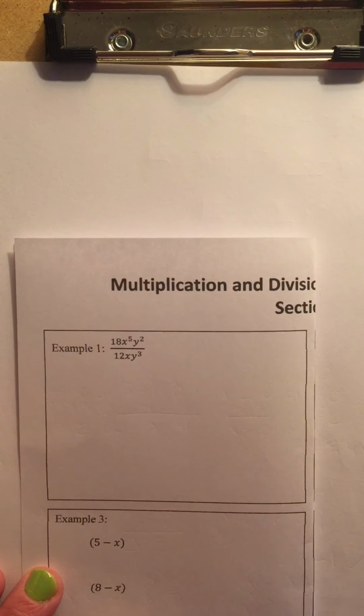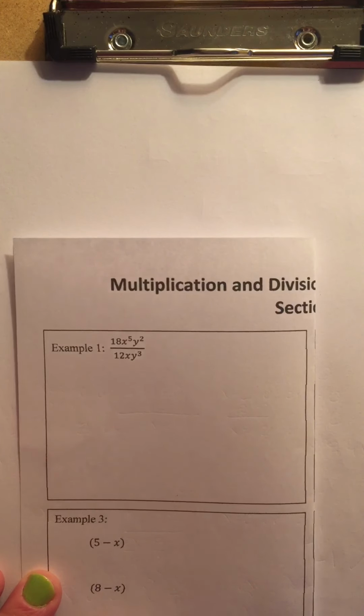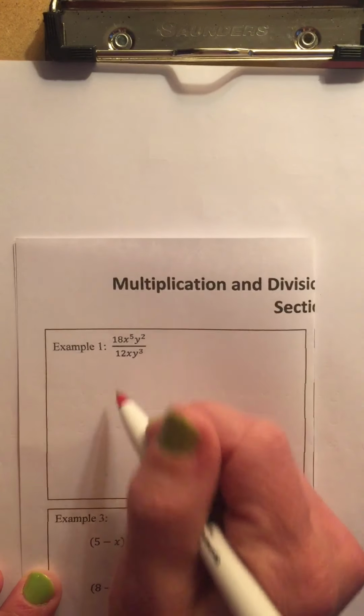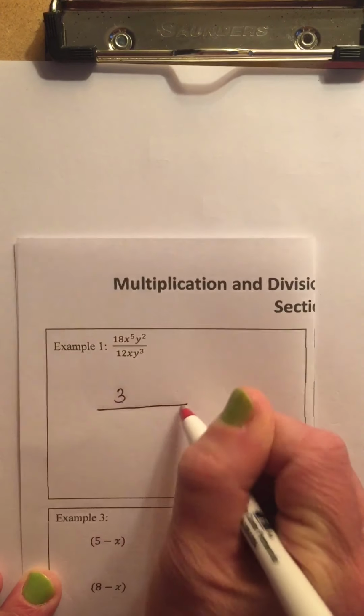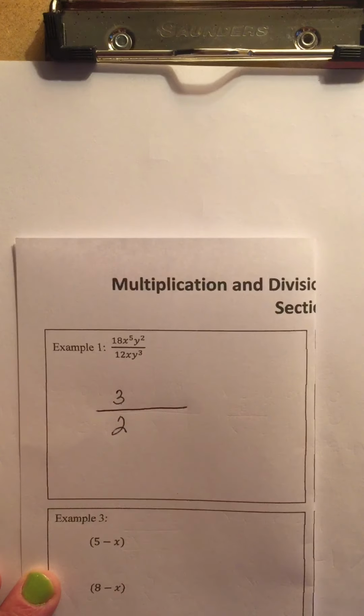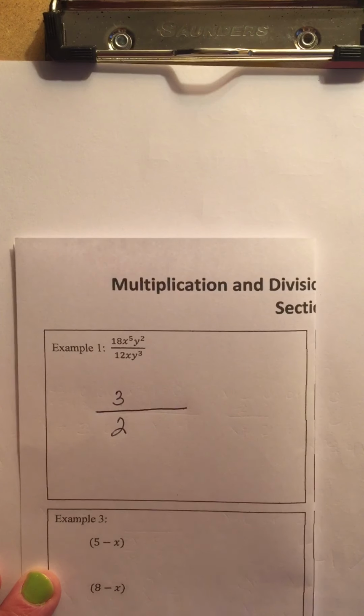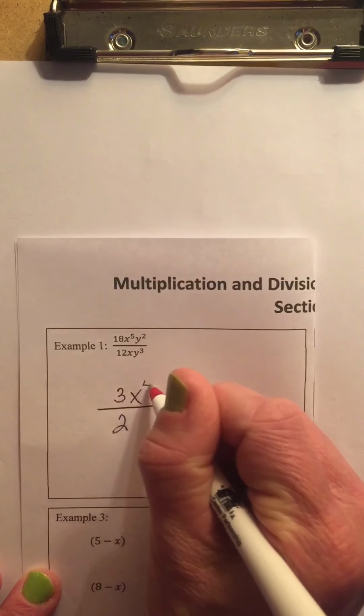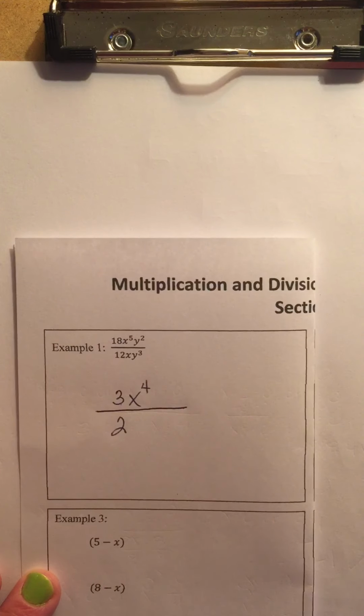It's 18x to the 5th y squared divided by 12x y to the 3rd. Looking at the 18 and the 12 first, 6 divides evenly into both of them, into 18 3 times, and into 12 2 times. Keep your fraction. There are 5 x's in the numerator, divided by 1 x in the denominator. That leaves us with 4 x's in the numerator. And y to the 3rd in the denominator, y squared in the numerator, leaves a y in the denominator.